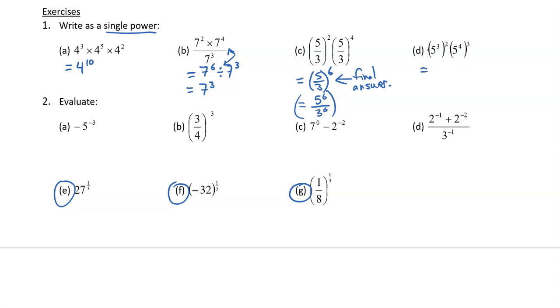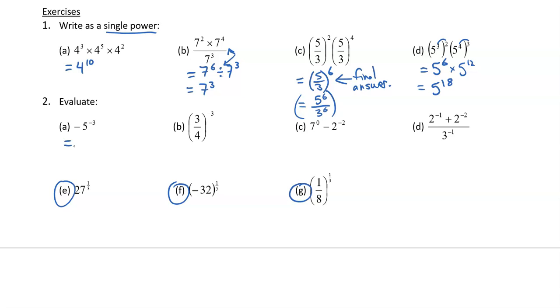The next one, 5 to the power of 3, squared, so we multiply these together. So 5 to the power of 6 times 5 to the power of 12, which gives me 5 to the power of 18 by adding those together. So we've got the power of a power rule, and we have the product rule.